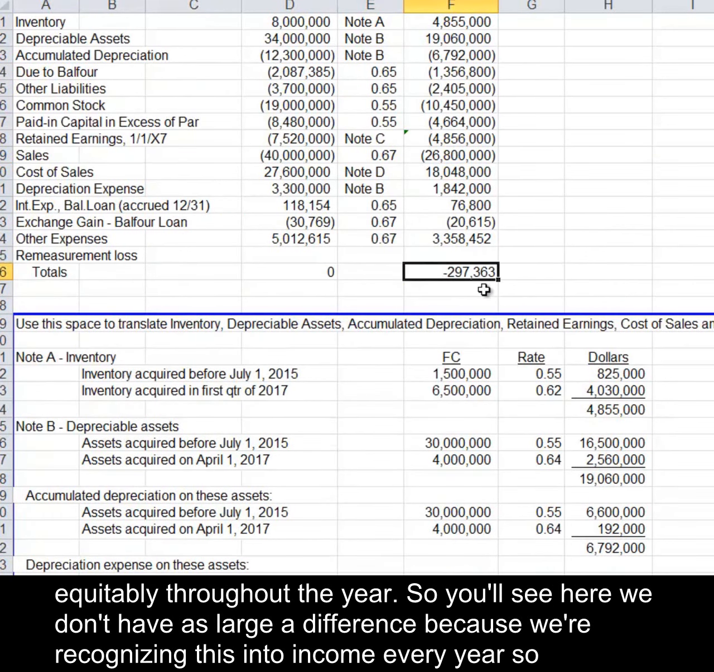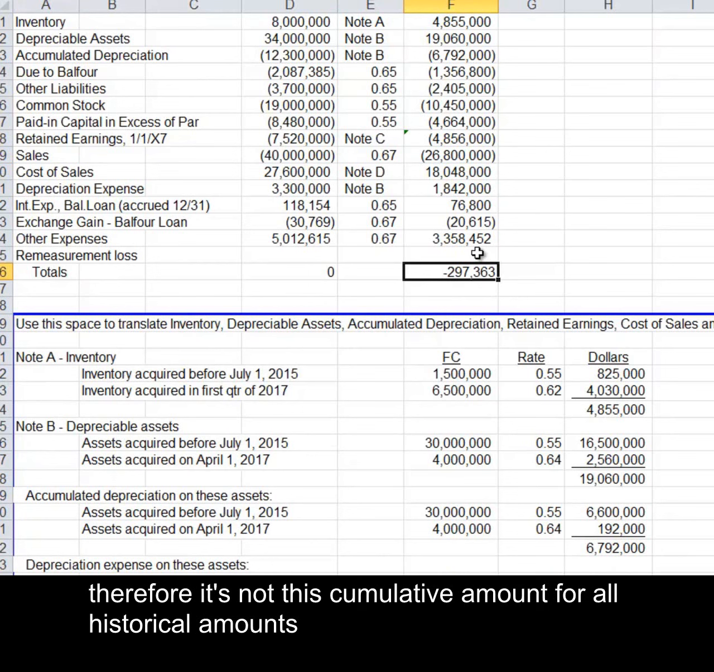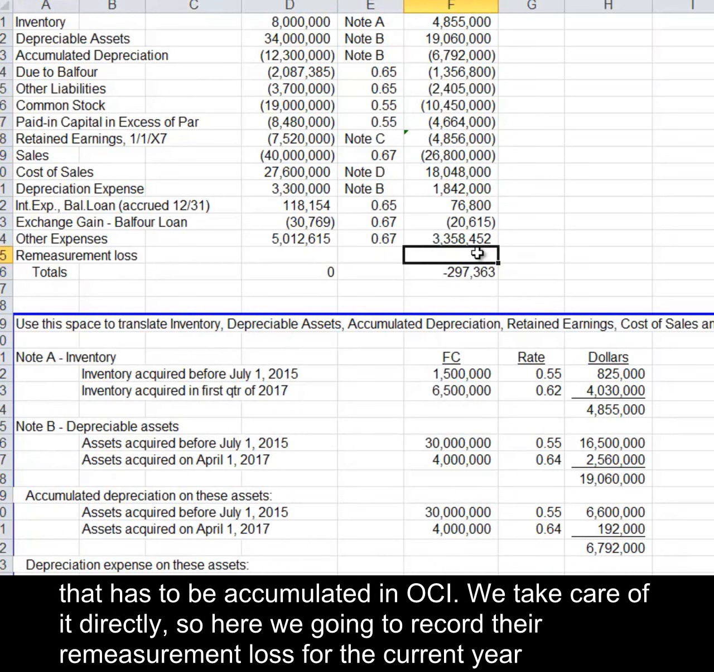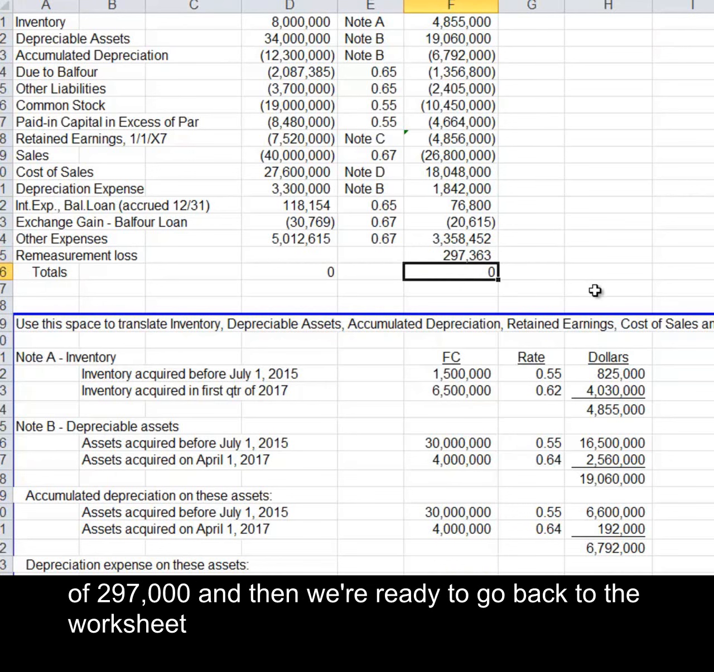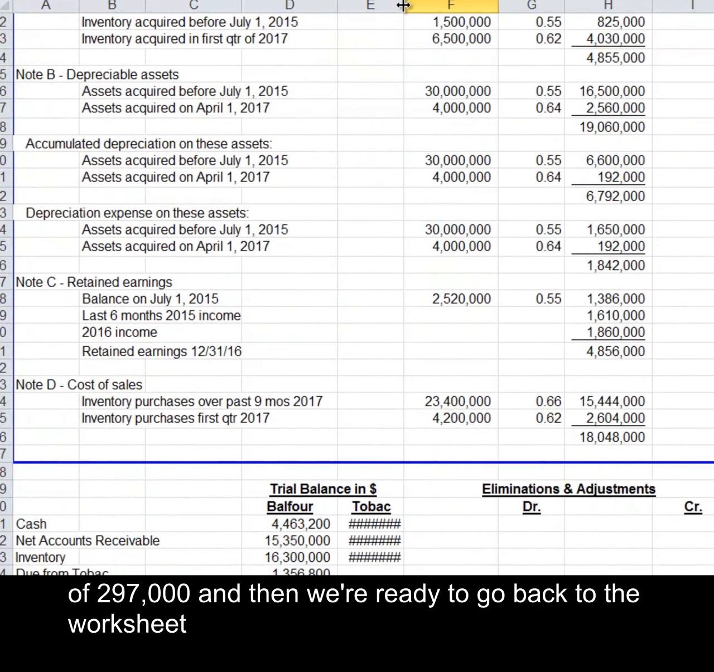So you'll see here we don't have as large of a difference because we're recognizing this into income every year. So it gets closed to retained earnings, it's incorporated into the numbers, therefore it's not this cumulative amount for all historical amounts that has to be accumulated in OCI. We take care of it directly. So here we're going to record the remeasurement loss for the current year of $297,000. And then we are ready to go back to the worksheet.